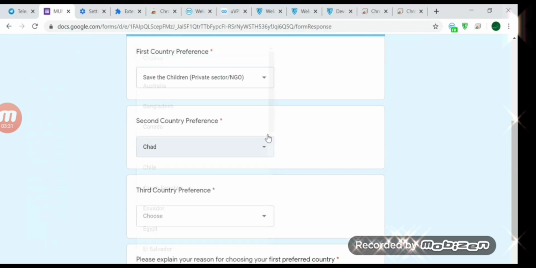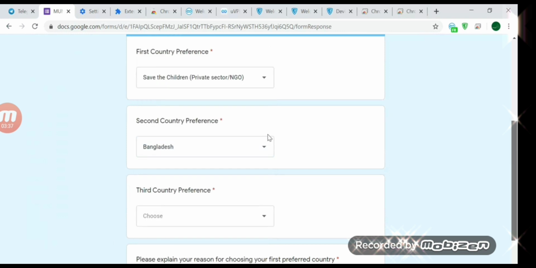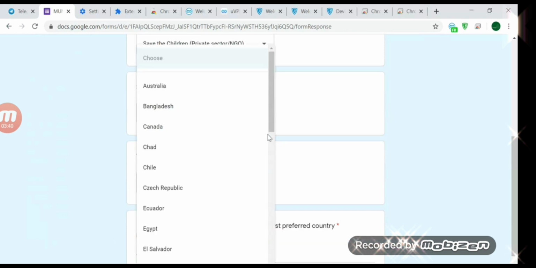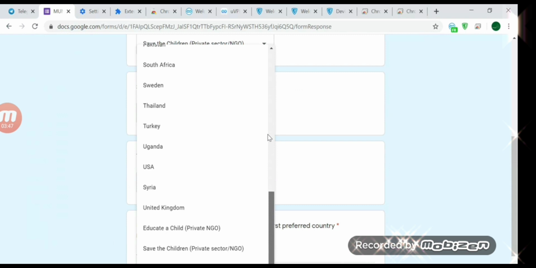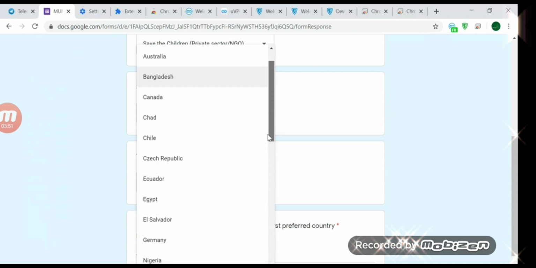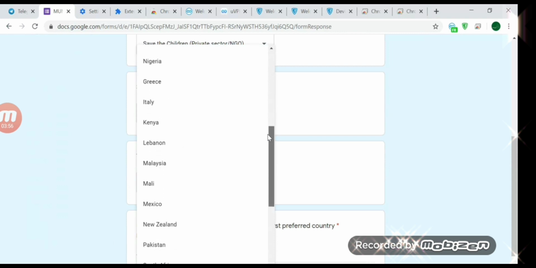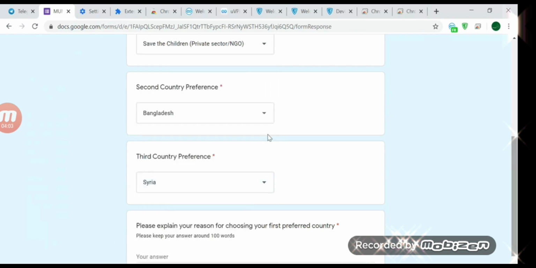And as a second choice, I am choosing Bangladesh because I know Bangladesh has a lot of issues with refugees. So I want to just address these issues and represent Bangladesh in this field. And the third country by my choice is going to be, so far, that's a tough choice, but I would like to represent Syria.